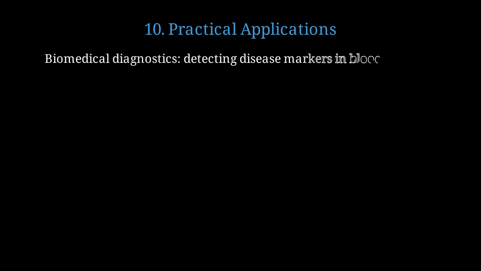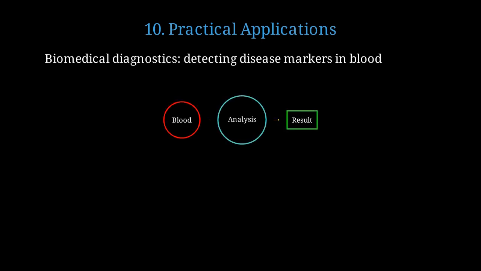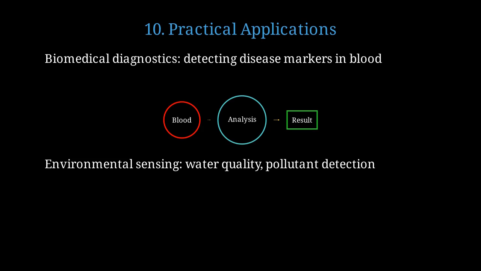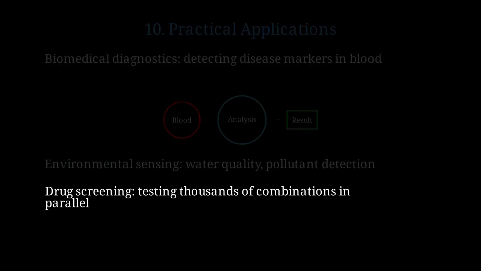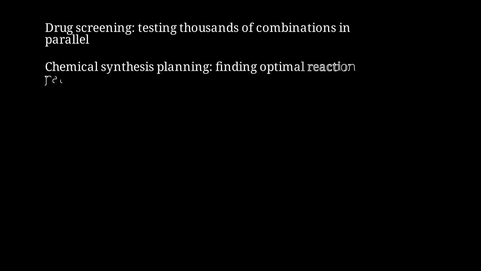Where would liquid processors actually be useful? Biomedical diagnostics could use droplet computers to detect disease markers, performing complex analysis on tiny blood samples. Blood enters the system, chemical logic gates analyze the markers, and results appear as color changes or fluorescence. Environmental sensing applications could deploy droplet networks to continuously monitor water quality and detect pollutants. Drug screening could test thousands of chemical combinations simultaneously in parallel droplet arrays, accelerating discovery. Chemical synthesis planning could use liquid processors to explore reaction pathways and optimize synthetic routes.